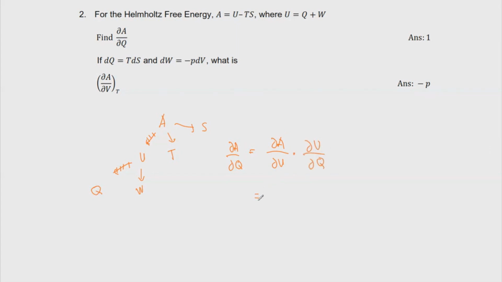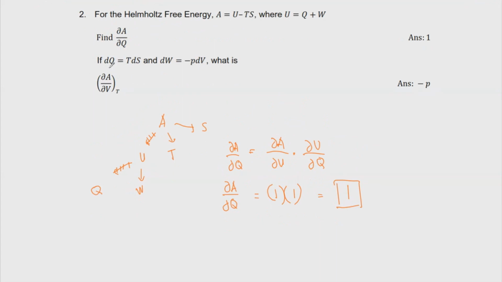So therefore, we can solve for this. The partial derivative of A with respect to U would be 1, because the T and S would be constant. And then the derivative of U with respect to Q would also be 1. Therefore, the partial derivative of A with respect to Q is equal to 1. Okay, so that's a fairly easy problem.